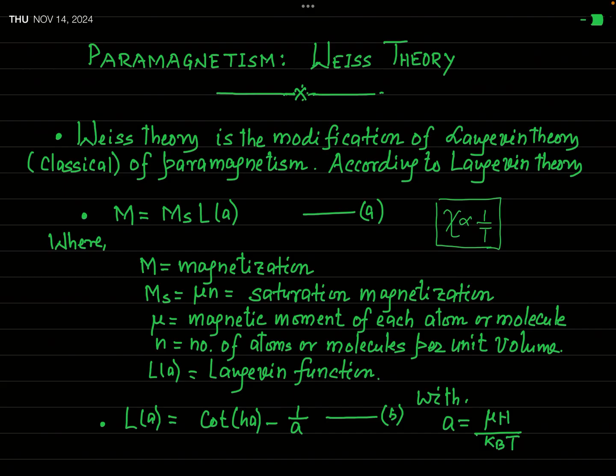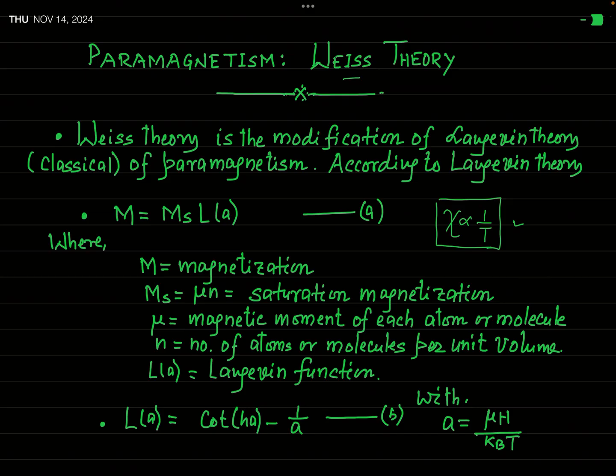But it was found that there are so many paramagnetic materials which do not obey this Curie law. That is, the temperature dependence of susceptibility in case of many paramagnetic materials is not like this. So definitely there is some fault, some drawback of the Langevin theory. Okay. So keeping this fact in mind, Weiss has modified the Langevin theory.